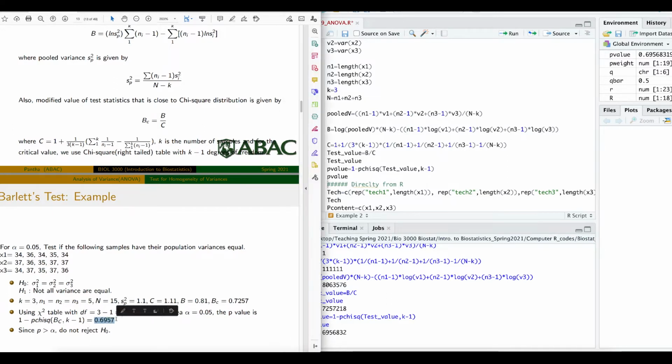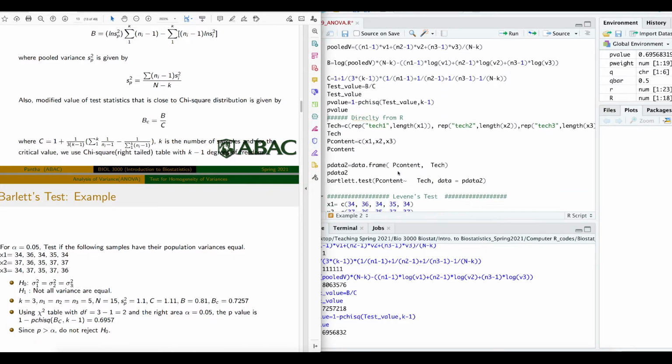So this p-value, 0.6956, is greater than alpha, because our alpha was 0.05, right? The p-value is greater than alpha, meaning we do not reject the null hypothesis. Not rejecting the null hypothesis means we are supporting it. That means the population variances of these three samples are equal to each other. Okay, so this is what I did manually.